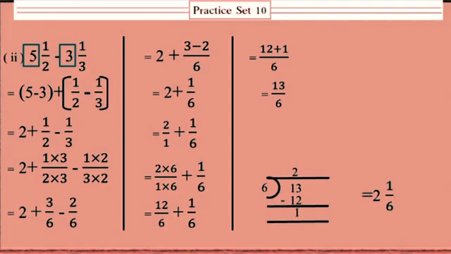So, we'll subtract the fractions. Its denominator is equal. As it is, we'll write 6. 3 minus 2 is 1. 2 plus 1 upon 6. So, 2 is a whole number. Let us do the next step. 2 upon 1 plus 1 upon 6.